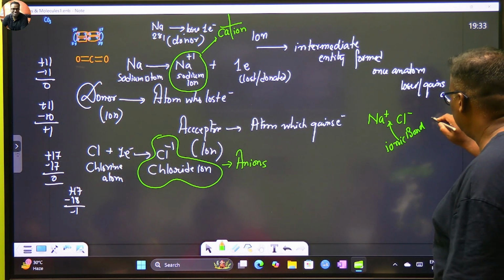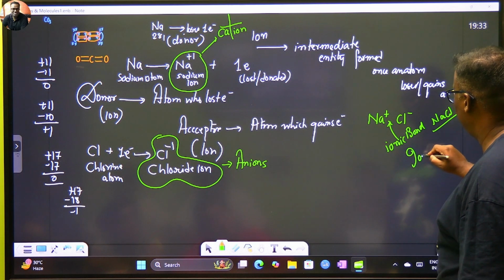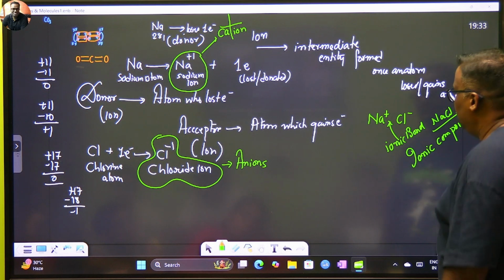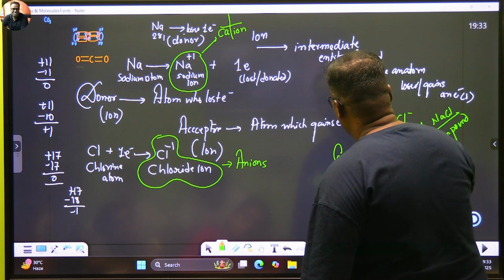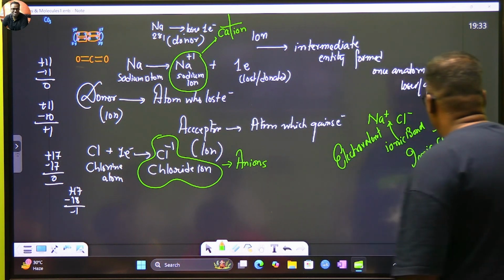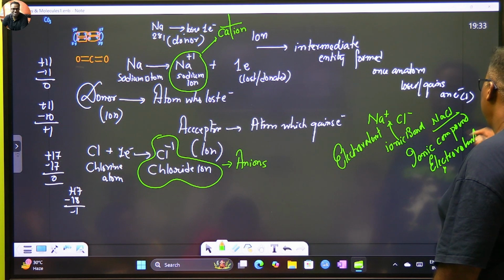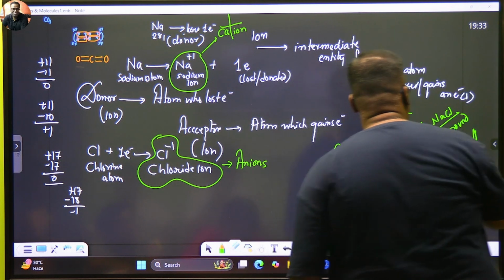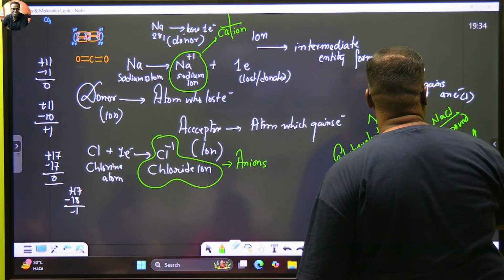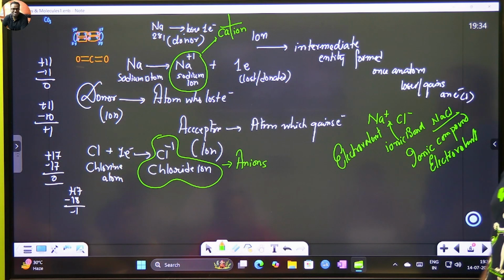And the compound that is formed, which you eat every day as a part of your diet, will be called an ionic compound. Another name for this is electrovalent bond, and the compound will be known as an electrovalent compound. So we have two types of compounds at your age: covalent and electrovalent. Electrovalents are formed by transfer.